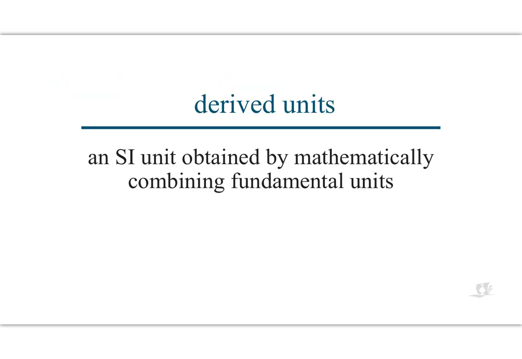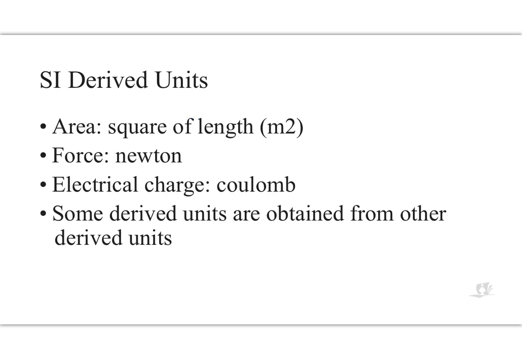So from the basic standardized units, you get what's called derived units. A derived unit is obtained by mathematically combining fundamental units. Some of those that you look at: if you look at area, you're going to take the standard length and you're going to square that. Force is measured in what we call newtons. You have electrical charges measured in coulombs, and some derived units are obtained from other derived units.